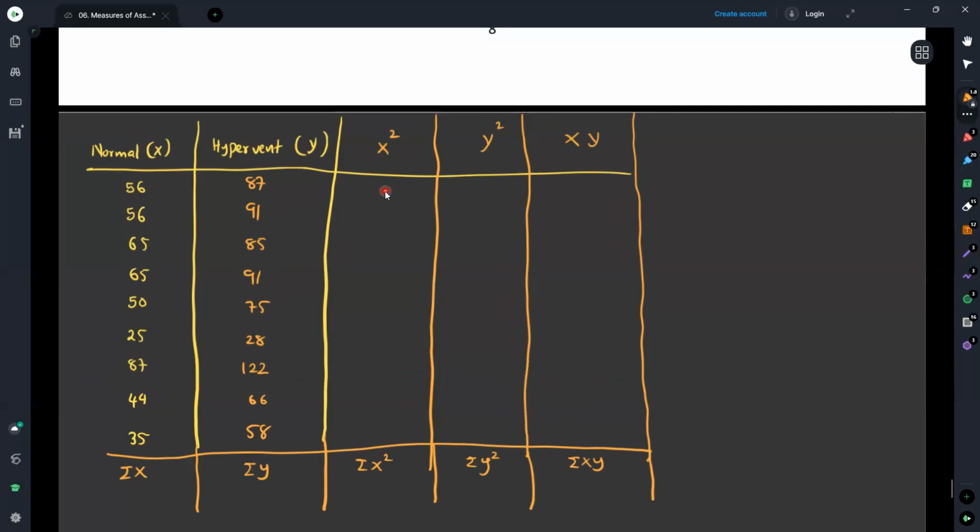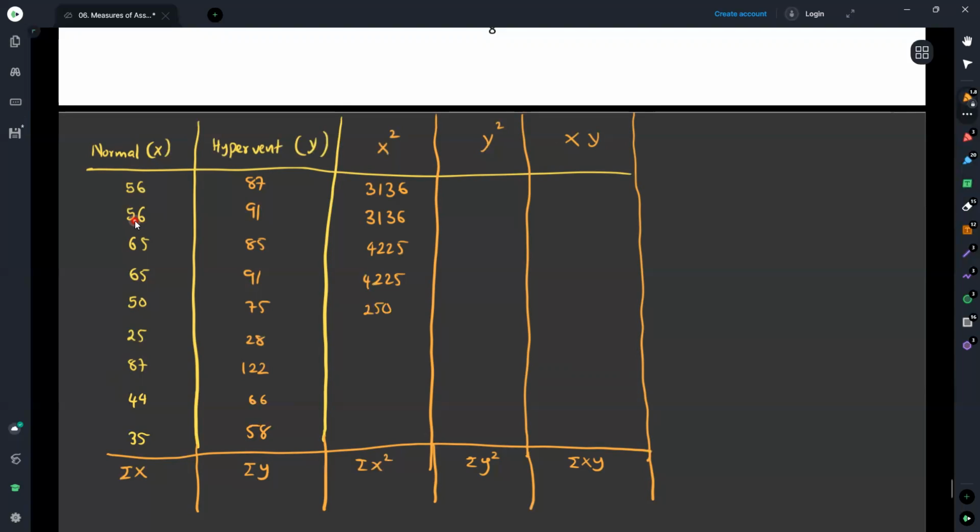Prior to getting the summations, I'll try to fill these three columns. Here, the first one is the x squared column. For the first value, what we can take is 56 squared. We can get that value as 3136. For the second value, again 56 squared is needed. Then 3136. In this way, we can fill up this column.